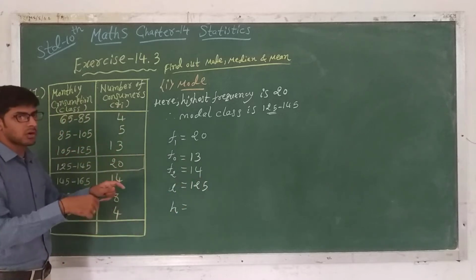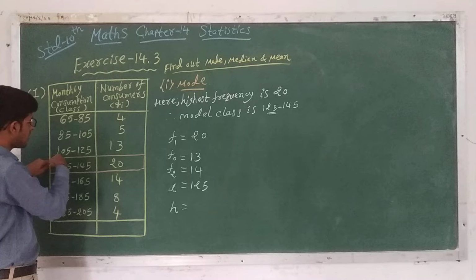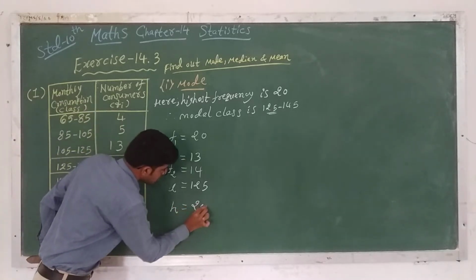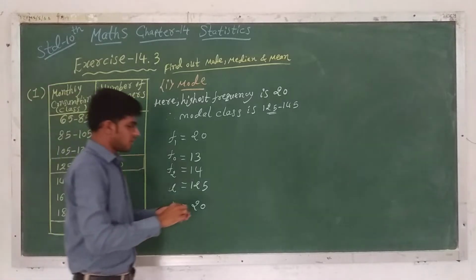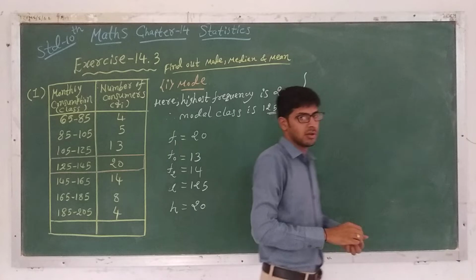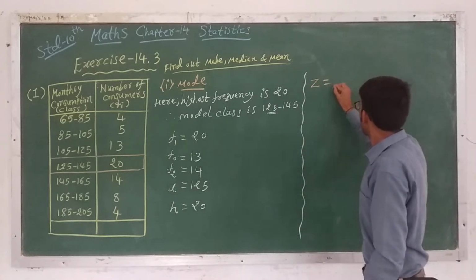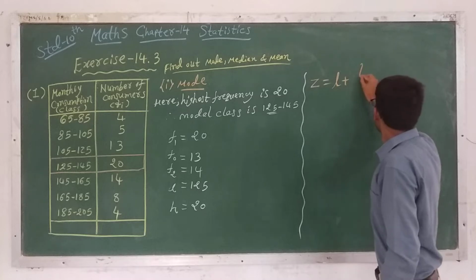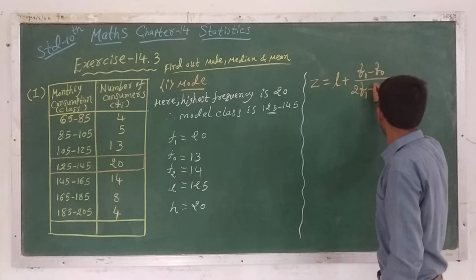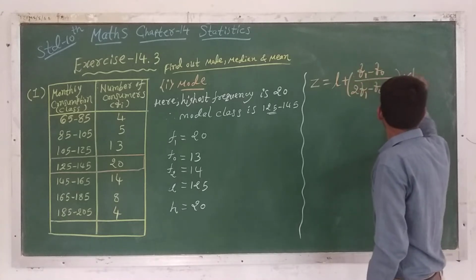And H is equal to the class size. So here 65 to 85, 85 to 105, 105 to 125. So the class size will be 20. So H is equal to 20. Now we have to apply the formula of mode. Mode is denoted by capital Z. So Z is equal to L plus F1 minus F0 divided by 2F1 minus F0 minus F2 multiplied by H.